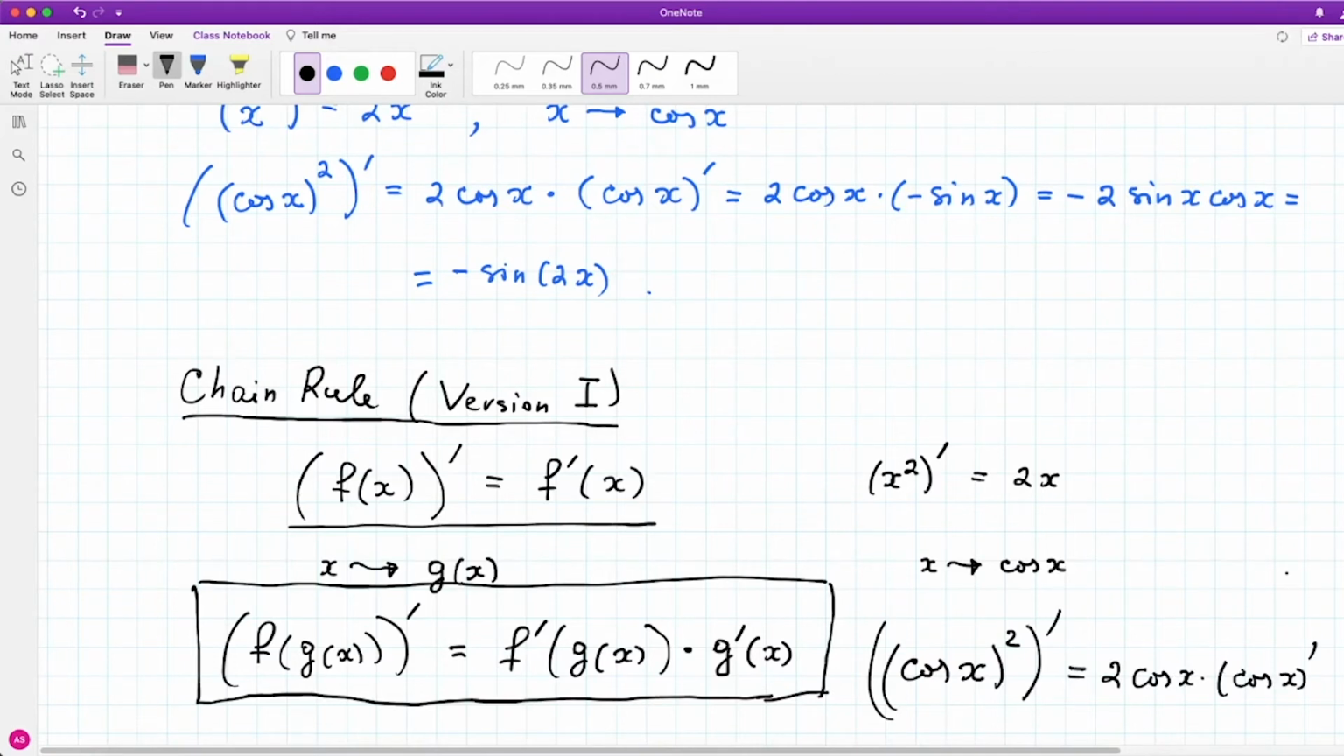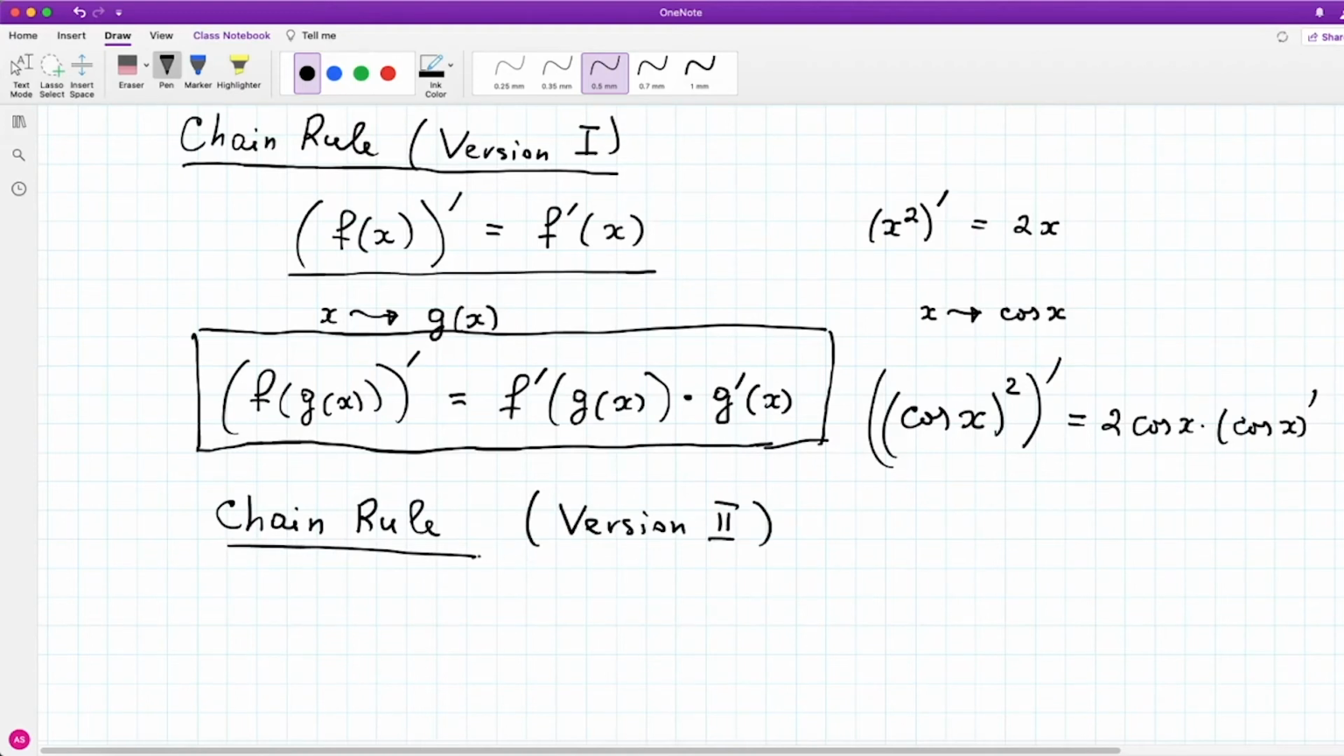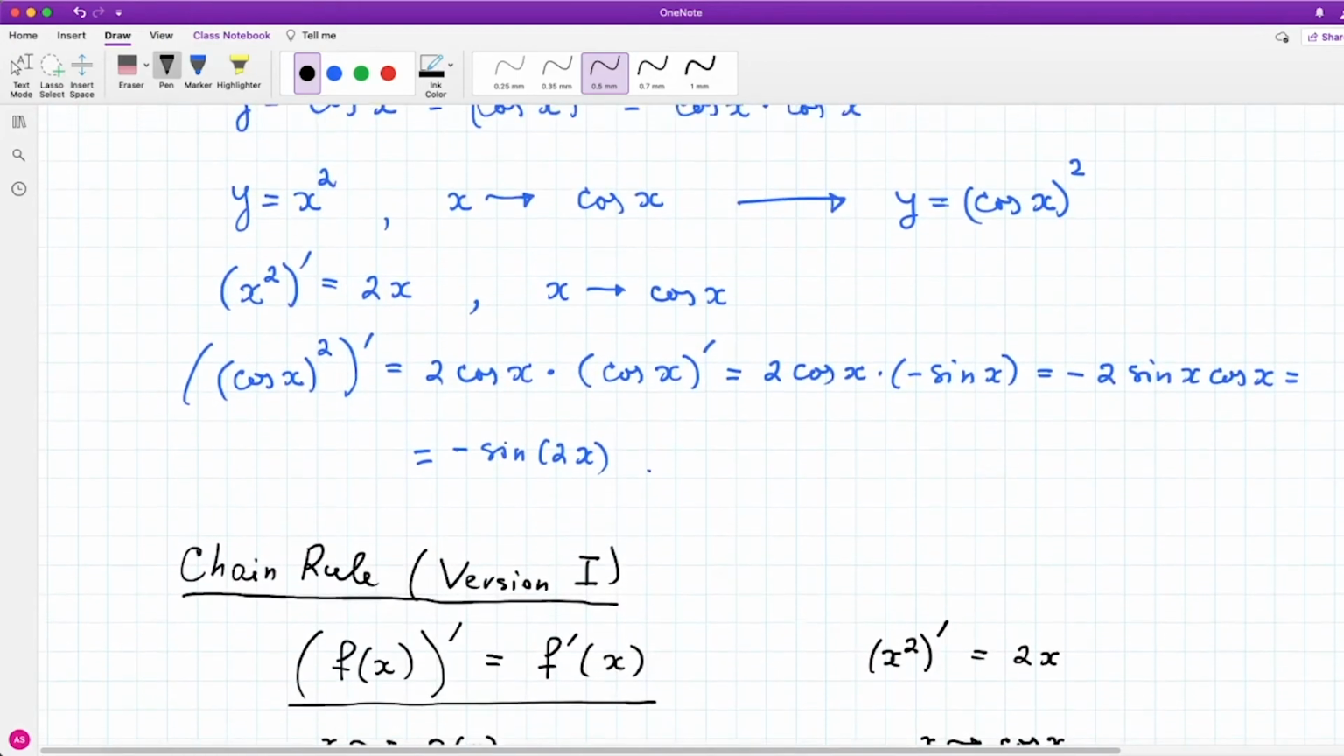Now, there is a different version of the chain rule that is also very useful, and you may find it easier. So this is going to be chain rule version 2. This version uses additional variables, which addresses the following issue that you may have somewhat felt uneasy about.